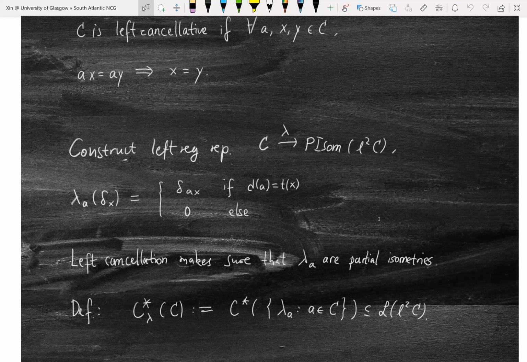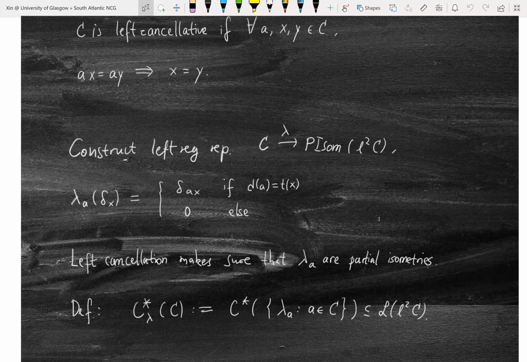So in our case, these will actually extend to partial isometries. In principle, you could even think about weaker conditions that allow you to extend to bounded linear operators. But for the purpose of this talk, let's just look at this condition of left cancellation.